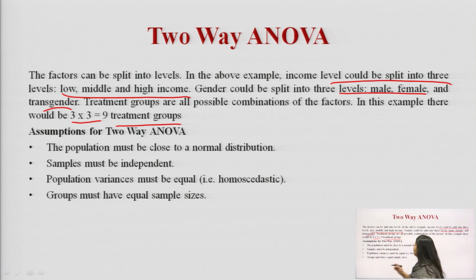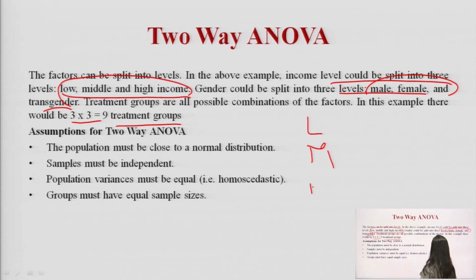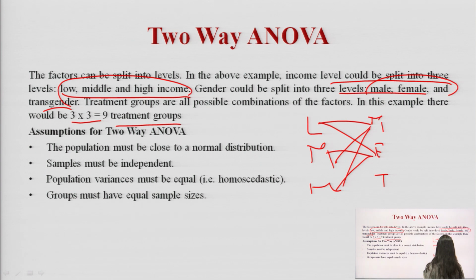It means the combination of the 3 groups according to income and the 3 groups of male, female and transgender. Talk about the 3: low income, middle income, higher income. So there will be the combination of male with the low income group, middle income group, higher income. Same with female with the low income group, middle income group and higher income. In the same way, transgender is also low, middle and higher. This way they will form the 9 treatment groups.